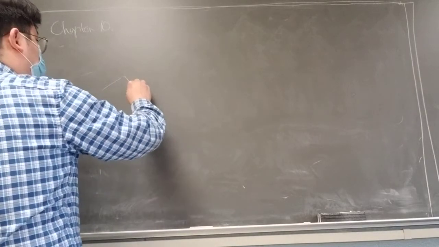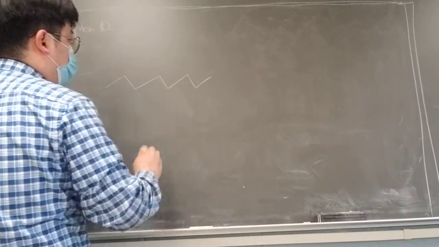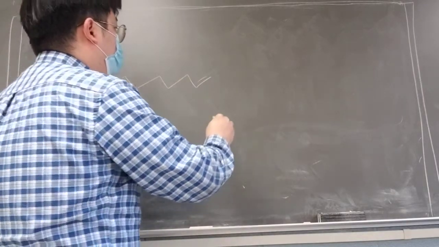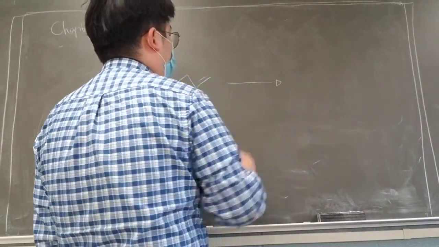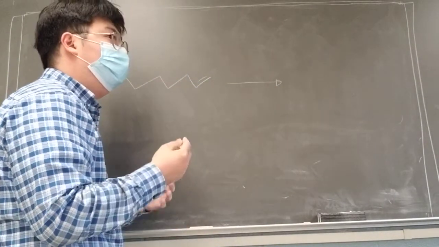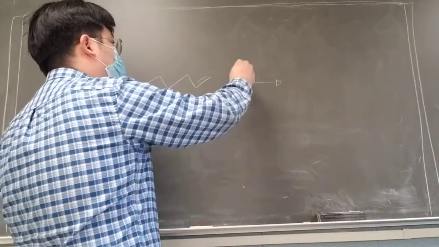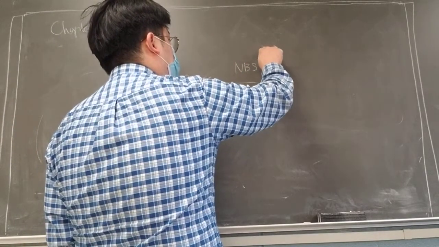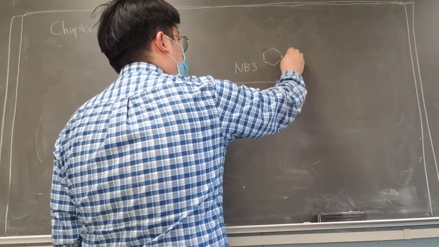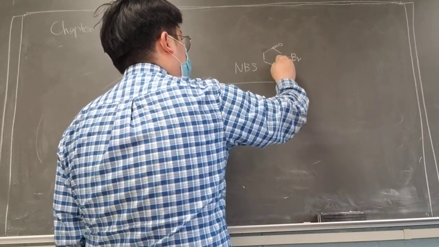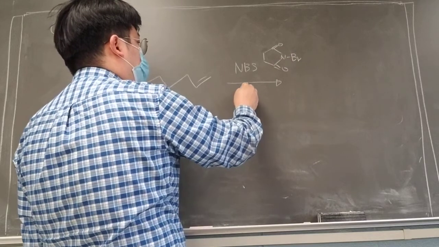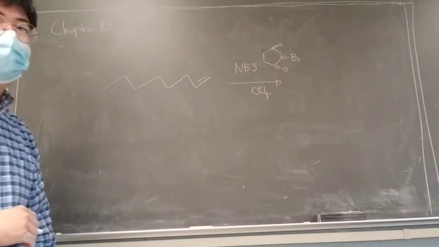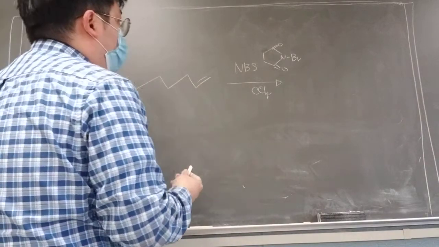So if you have 1-octene here, this time we're going to treat it with a special compound to prevent some unnecessary bromination. We call this NBS. We're going to treat it with some organic compounds here with a bit of light, but this is what you can do.